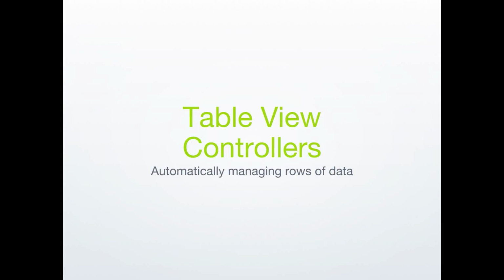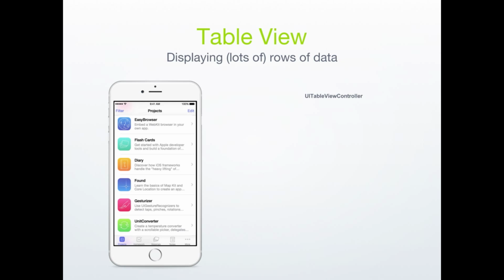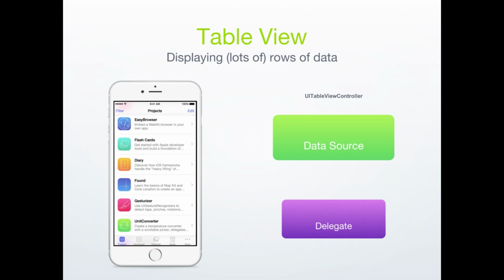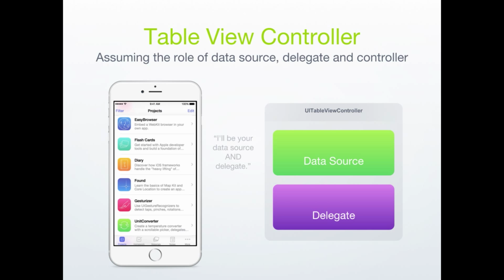Okay? And it can display lots and lots of data. And so that data has to come from somewhere, and the table view controller can be the data source, and it can be the delegate. So the delegate controls what happens when a cell is tapped. So if I tapped one of these rows here, obviously something's going to happen, and it's the table view controller that determines that. So it can do both, which is a pretty cool thing.